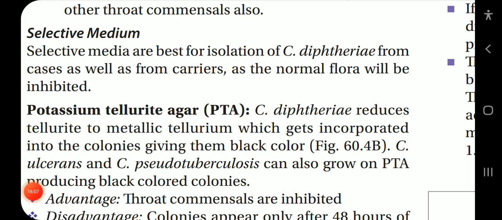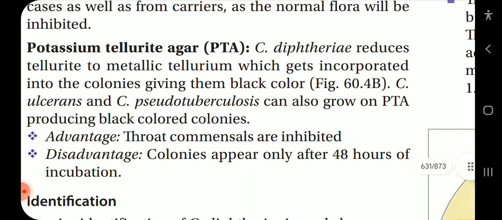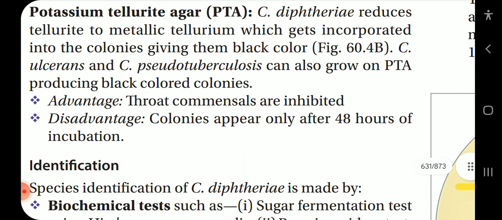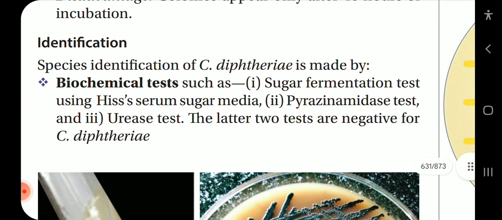Selective media are the best for isolation of Corynebacterium diphtheriae from the cases as well as from carriers, as normal flora will be inhibited. Potassium tellurite agar, PTA: Corynebacterium diphtheriae reduces tellurite to metallic tellurium, which gets incorporated into the colonies, giving them black color. Corynebacterium ulcerans and pseudotuberculosis can also grow on PTA, producing black colored colonies. Advantage: throat commensals are inhibited. Disadvantage: colonies appear only after 48 hours of incubation.